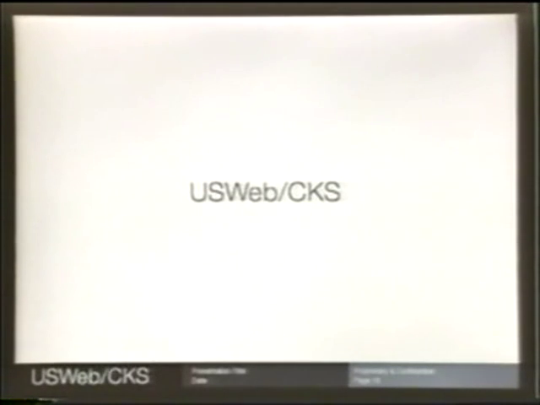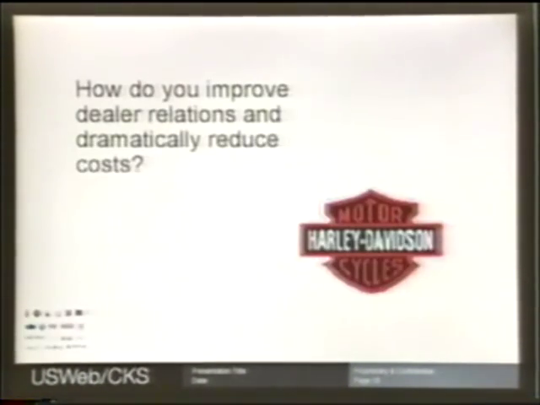Again, these case studies probably should be put somewhere else in the presentation, if you will. But there's two that have been done, actually two or three. I think there's some more on the website as well. But Harley-Davidson is a great technology-oriented, business solution-oriented case study. And this is, how do we improve dealer relations and dramatically reduce costs?